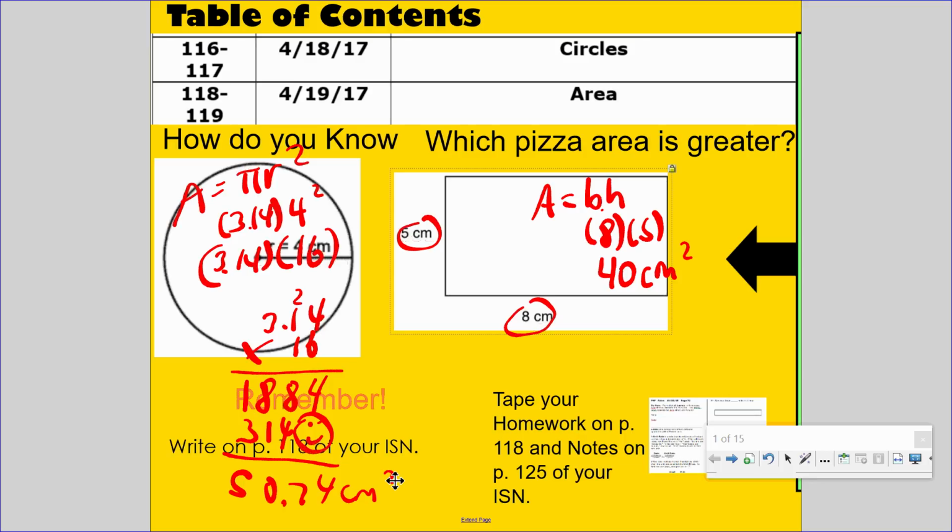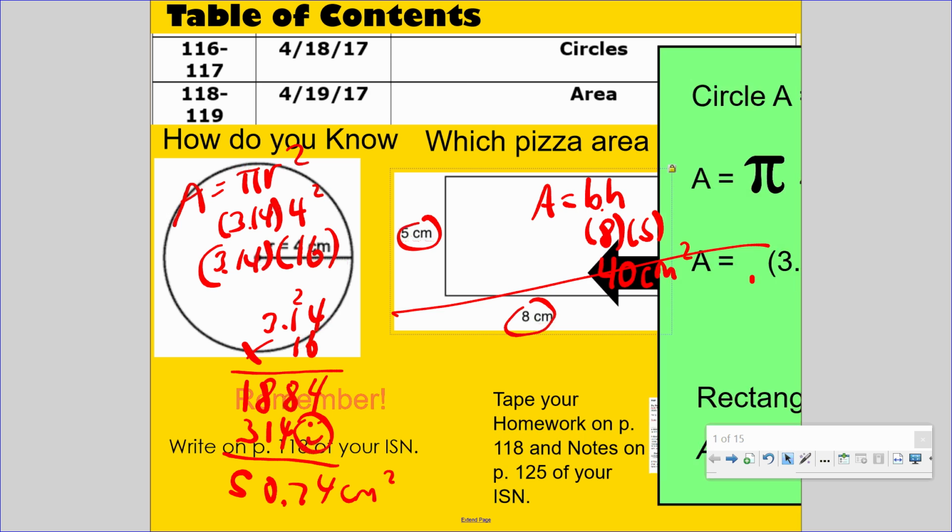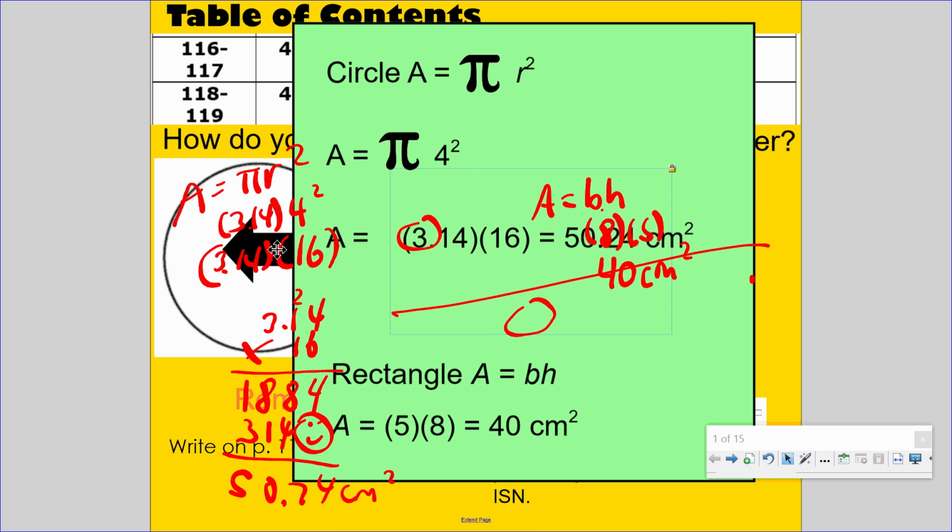So which pizza is greater? The circular pizza. Plus, from the picture, you can kind of tell. Actually, it's not really drawn to scale, so you wouldn't know. But the circular pizza is greater. We could have estimated, using 3 instead of 3.14 as pi. So it would have been 16 times 3 is 48 square centimeters, still greater than 40 square centimeters. And to check our work, the circular pizza is 50.24 square centimeters, and the rectangular pizza is 40 square centimeters.